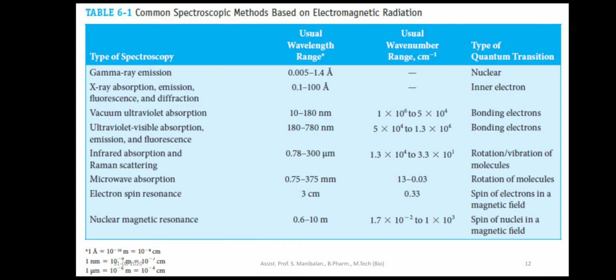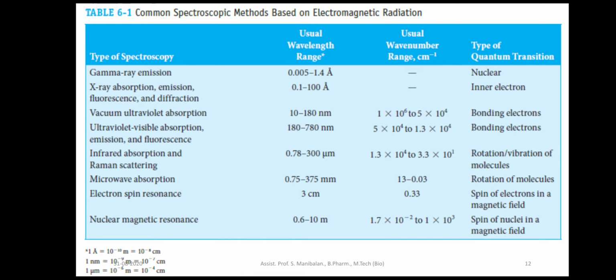Okay, coming to IR. This is IR absorption and Raman scattering, and this is low energy compared to UV. So it can rotate or vibrate the molecule. By this vibration we can find the bond length, bond type, or what elements are attached. Mostly by using FTIR, Fourier transform infrared analysis, we can find the functional group of the compound. Then microwave absorption and electron spin resonance, which is more important for us to find out the compound.